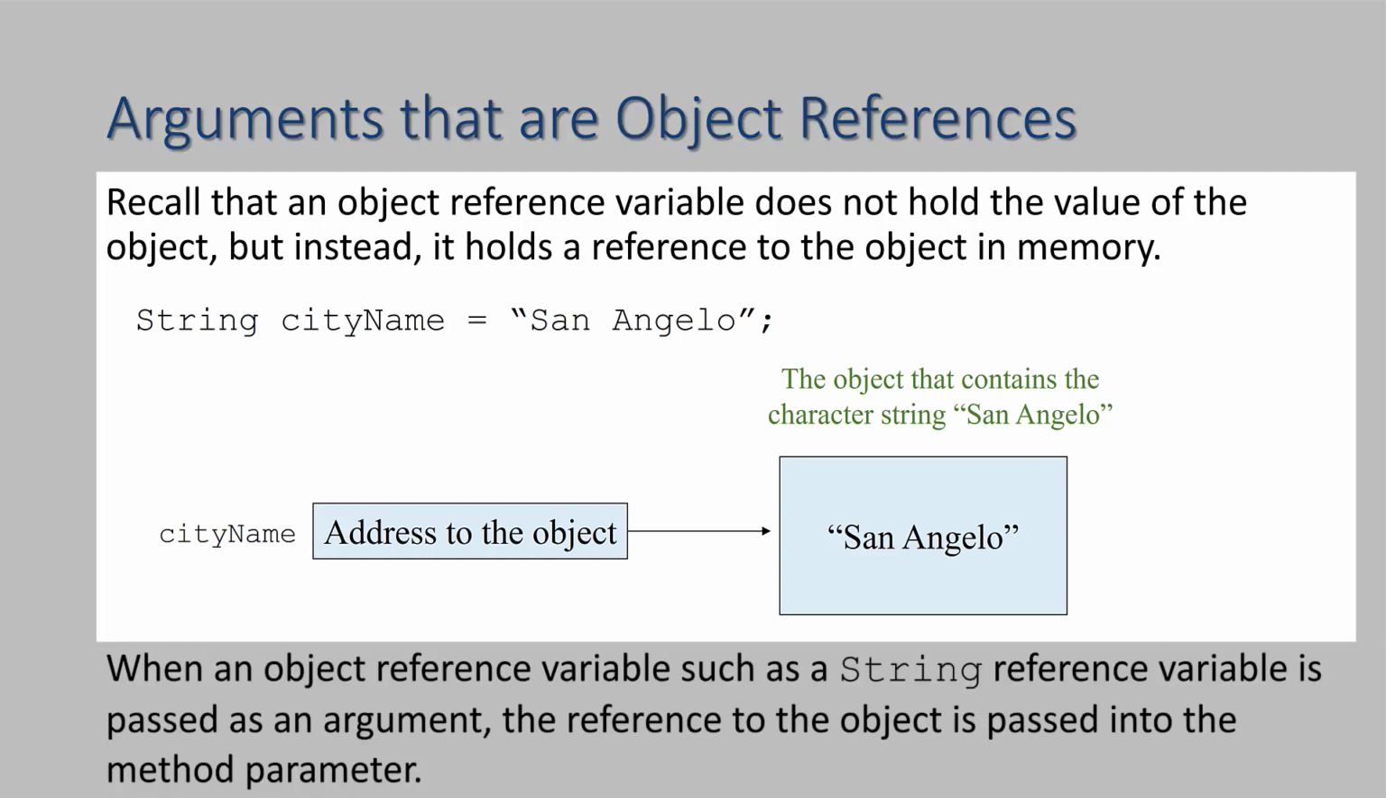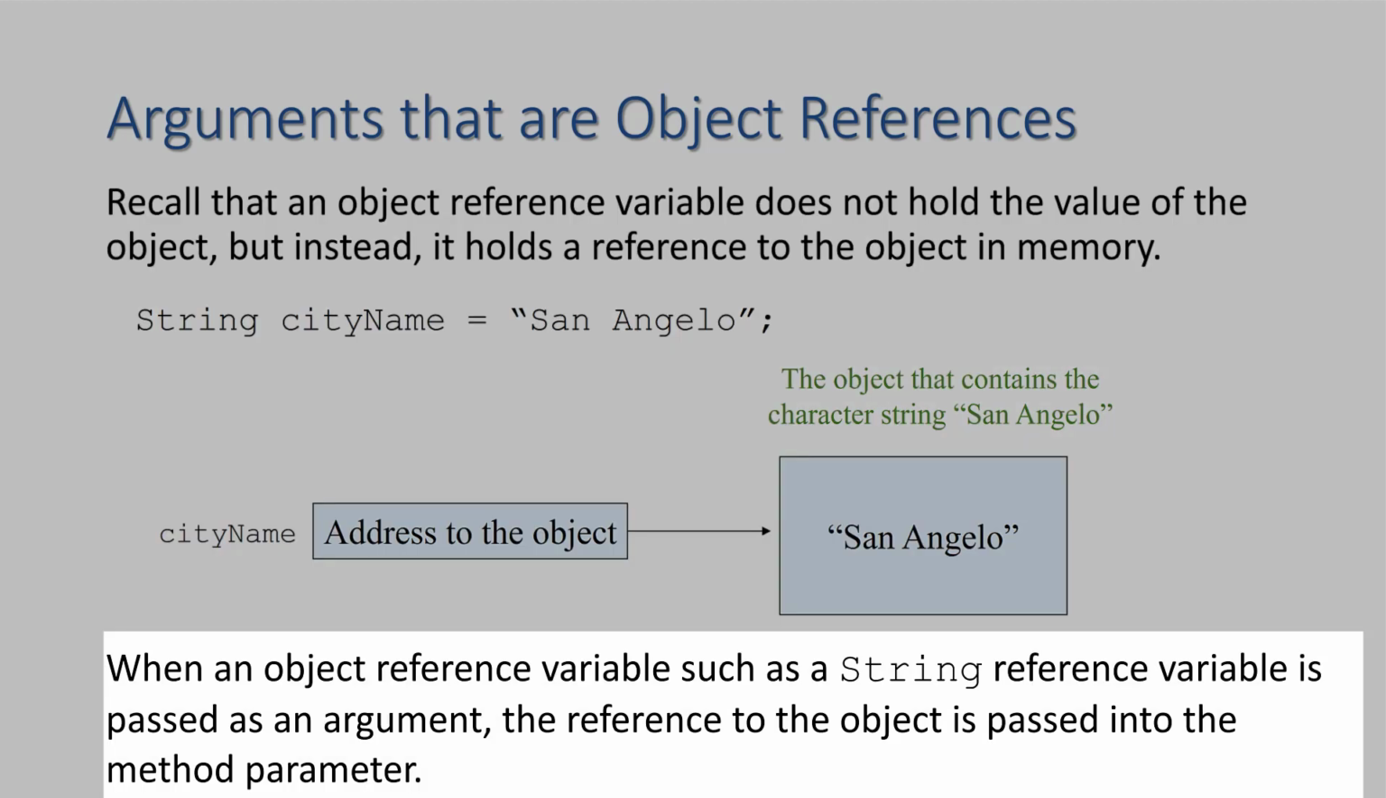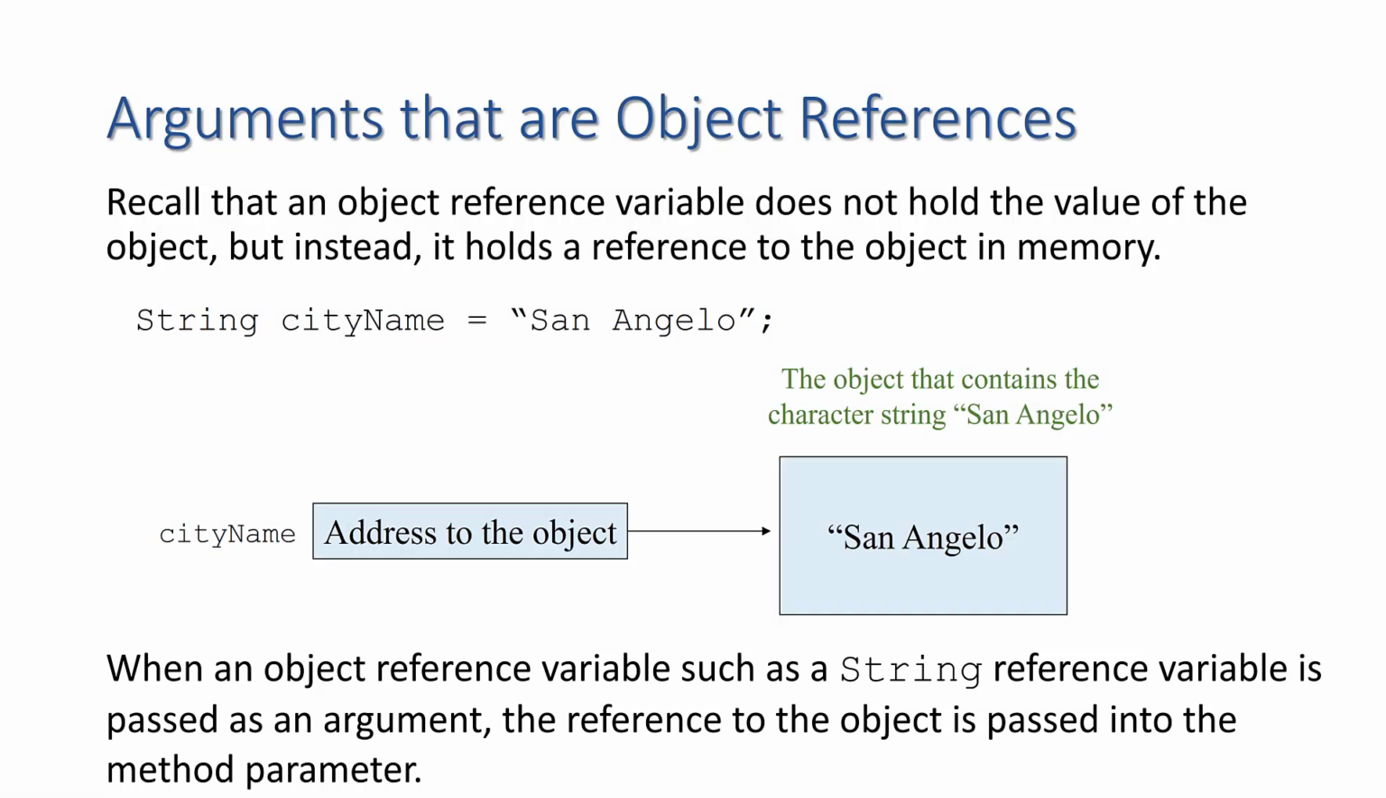An object reference variable does not hold a value, but instead a reference to where the object is in memory. When an object reference variable is passed as an argument, the reference to the object is passed into the method's parameter. In the example, cityName references the string San Angelo in memory. So if cityName is the argument, then the reference to San Angelo will be passed to the parameter.